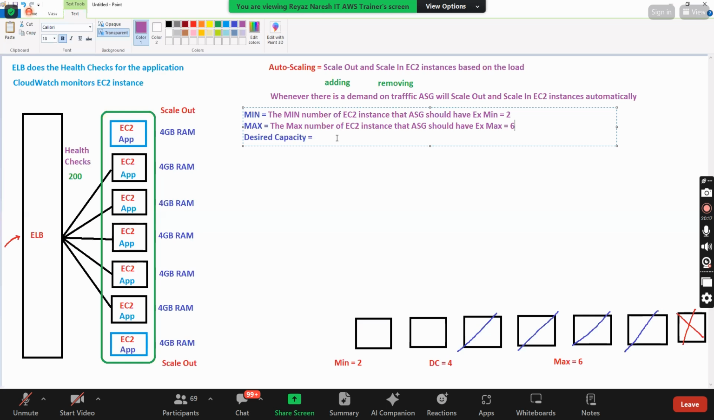So desired capacity means the number of EC2 instances that you wish or desire to launch initially. Now, will the desired capacity be constant or variable? Initially it was 4. Later, based on your load, it will scale out and then scale in. So desired capacity will not be constant.